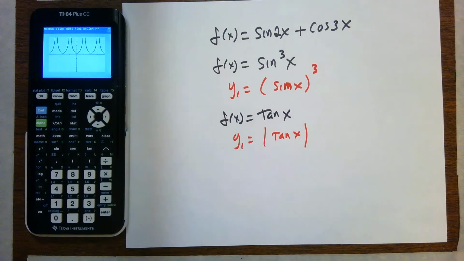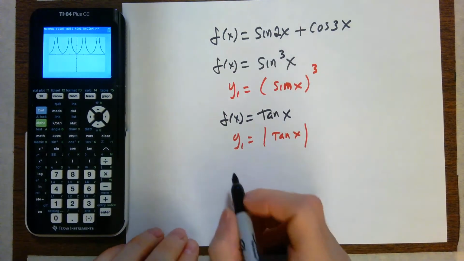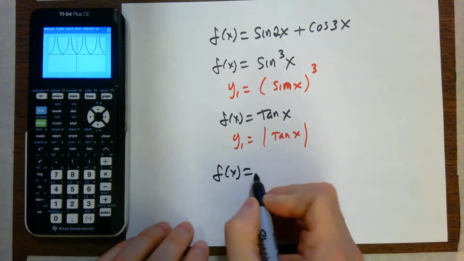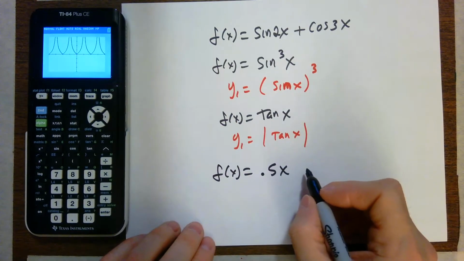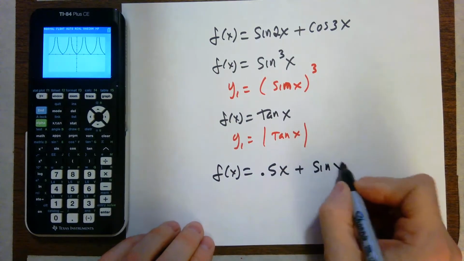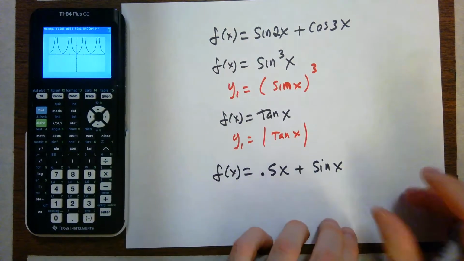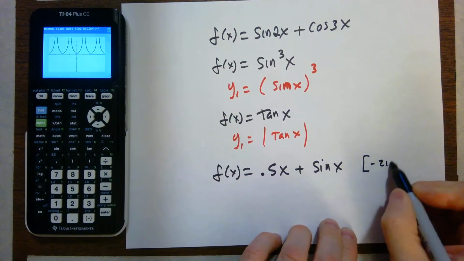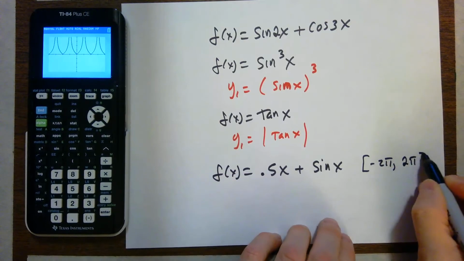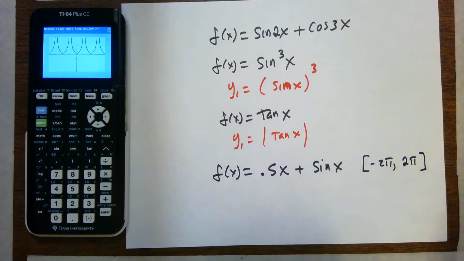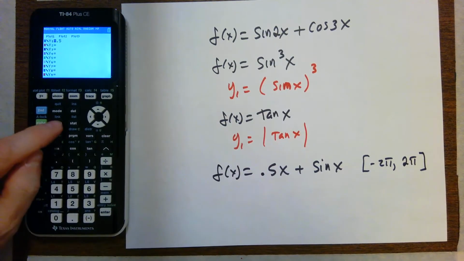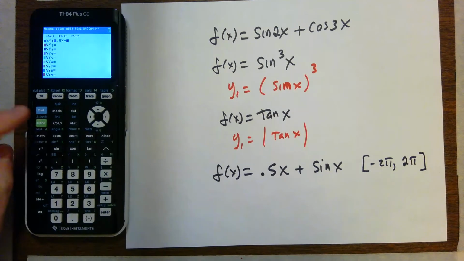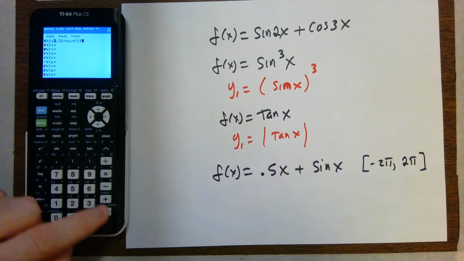All right, let's take a look at another function, and I want to spend a little more time with this one. How about the function f of x equals 0.5x plus the sine of x. Again, I want to focus on this one from negative 2 pi to 2 pi. I think we've already got our window set up for that. So I'm going to go to my y equals, clear it out, and enter 0.5x plus the sine of x.